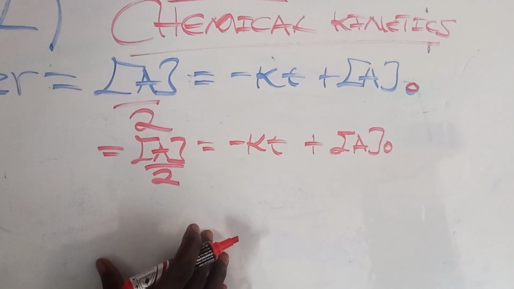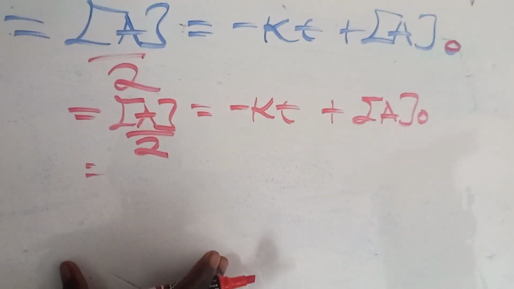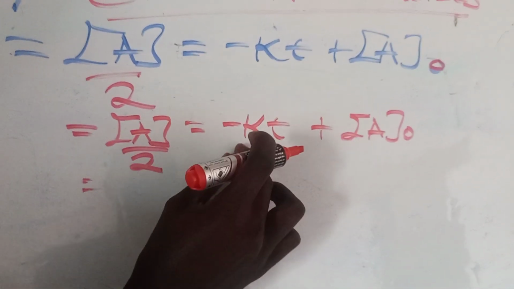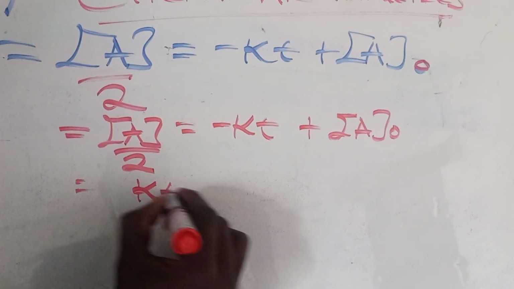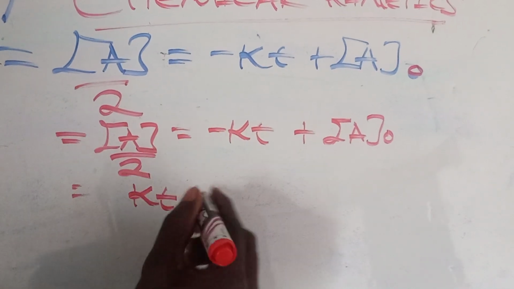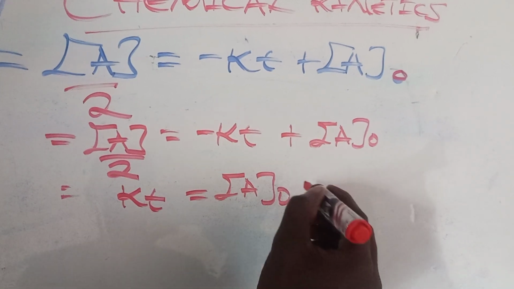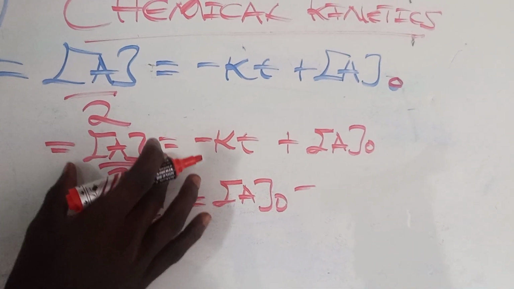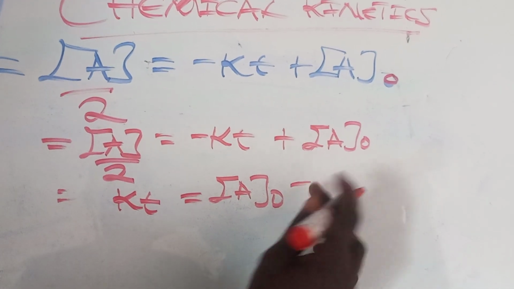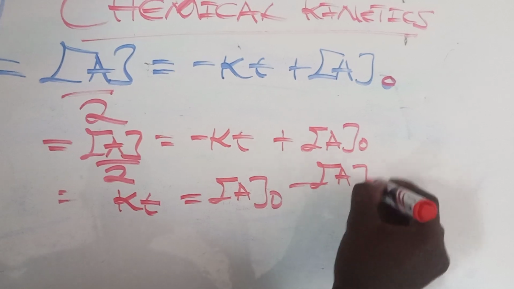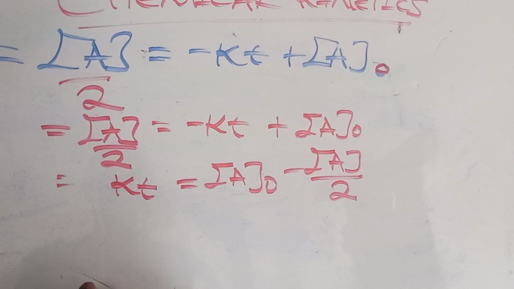So what I'm going to do there, nothing to worry about. I just need you to collect like terms. This negative Kt, once the equal sign comes to this side, changes from negative to positive. Then this side we have initial concentration of A minus, once this initial concentration of A over 2 crosses the equal sign to that side, we have a negative. So negative concentration of A over 2. So these are the like terms that we have collected.